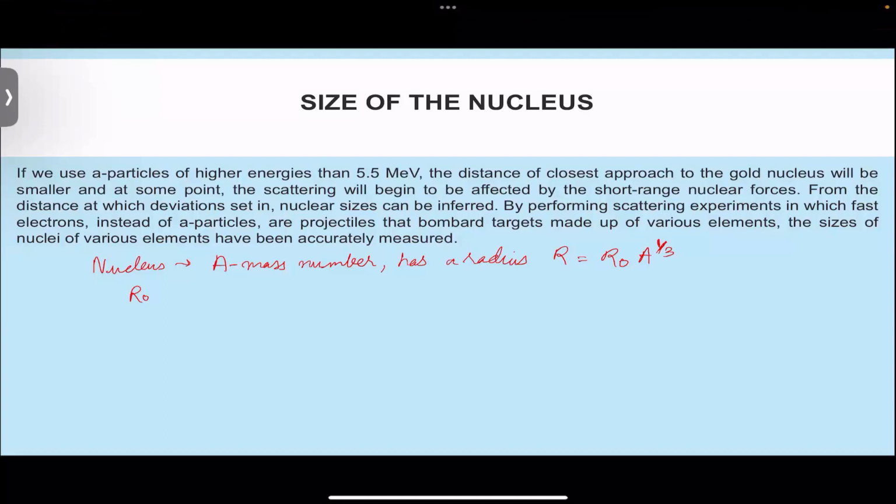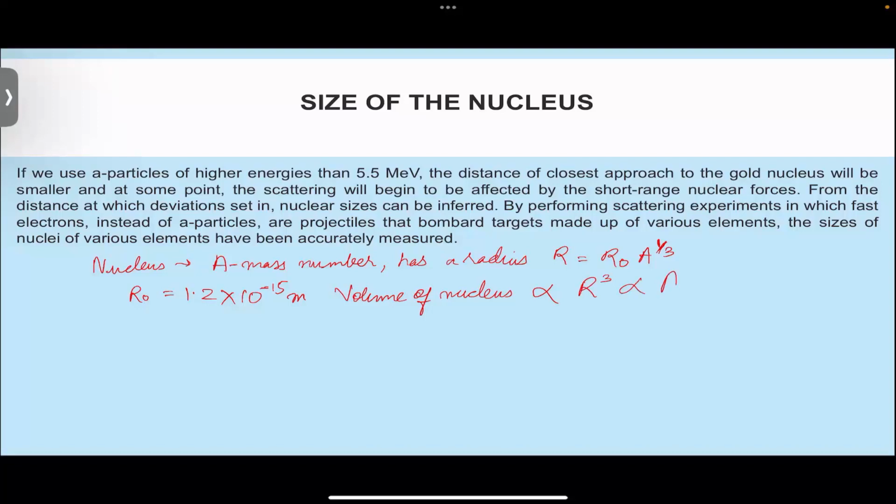Yeah, what is your r0? It is 1.2 into 10 raised to minus 15 meters. So what this means is that the volume of the nucleus is proportional to r cube, which is proportional to A, the atomic mass number, for all nuclei.